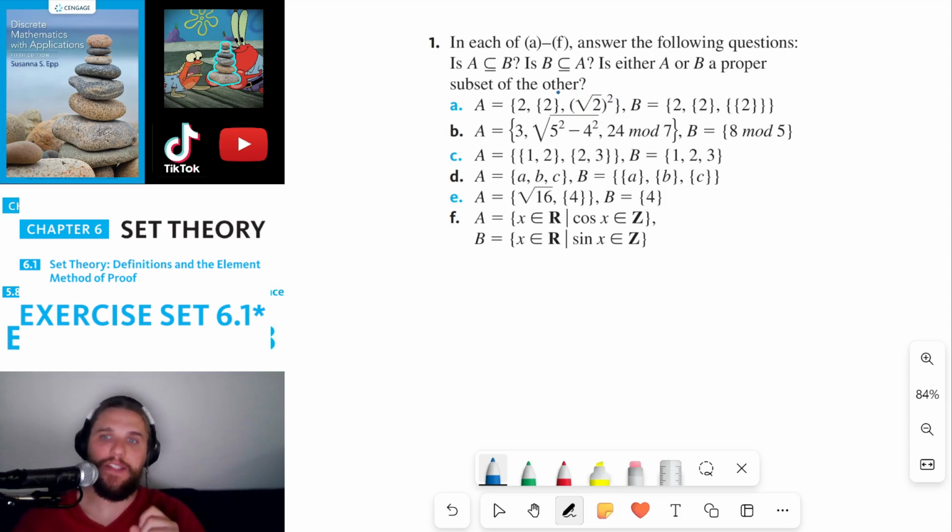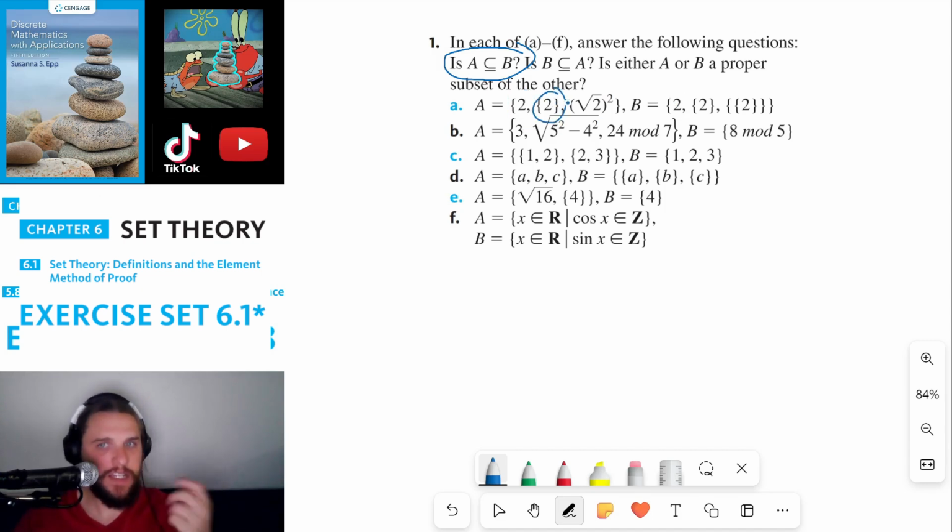Set B is the set containing 2, the set containing 2, and the set containing the set containing 2. Now let's start with the question, is A a subset of B? This means that everything listed in A is also listed in B. So in this case, 2 is listed in B. So 2 is an element of B.